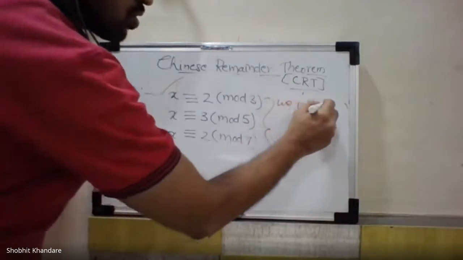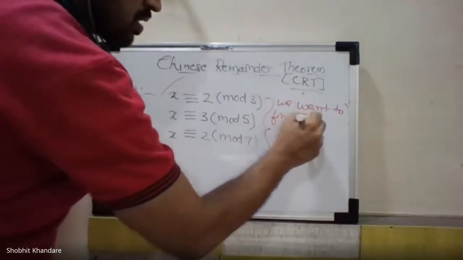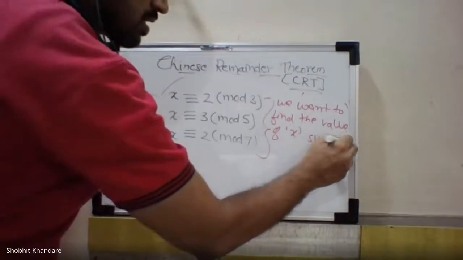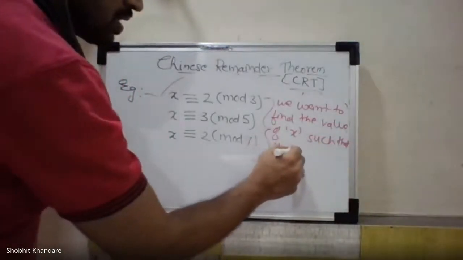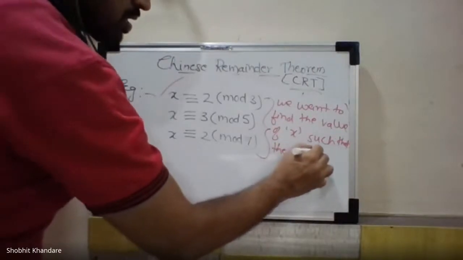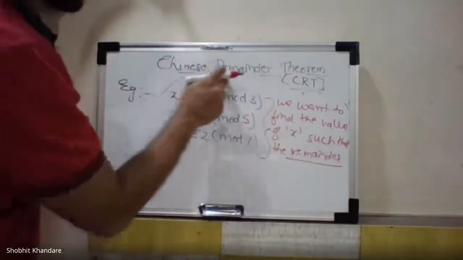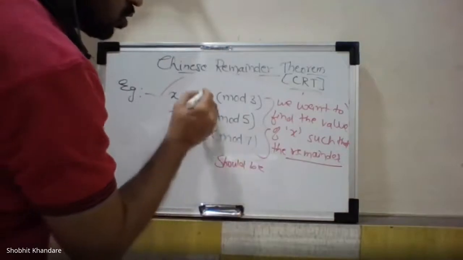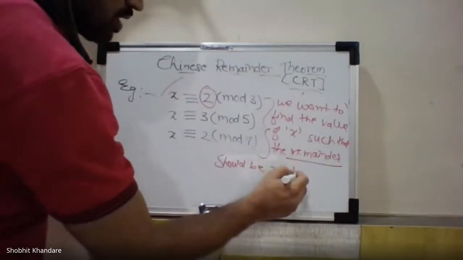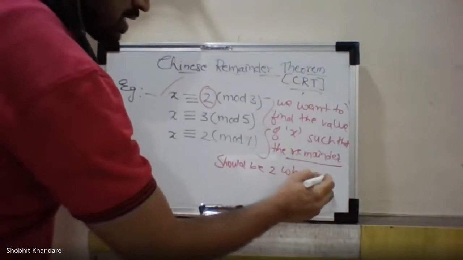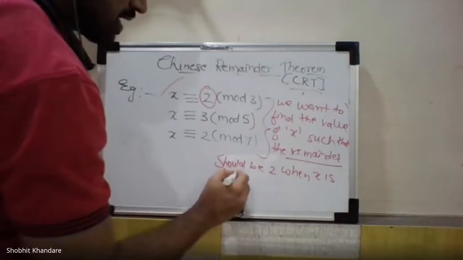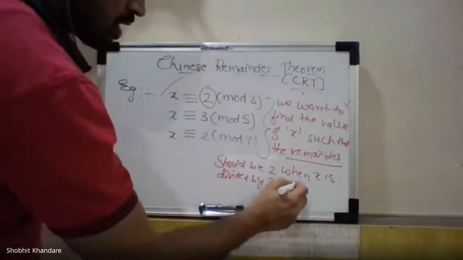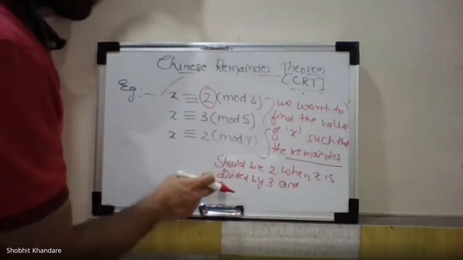We want to find the value of X such that the remainder, see, because of this remainder it comes to be Chinese remainder theorem, such that the remainder should be 2 when X is divided by 3. And I am not saying more yet, not just one condition should be satisfied, the other 2 conditions also.